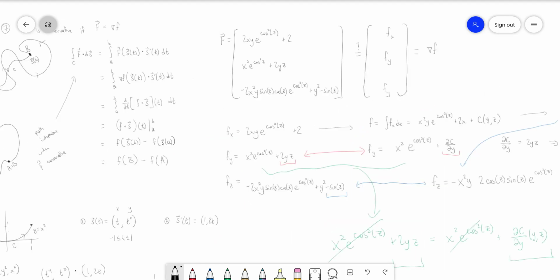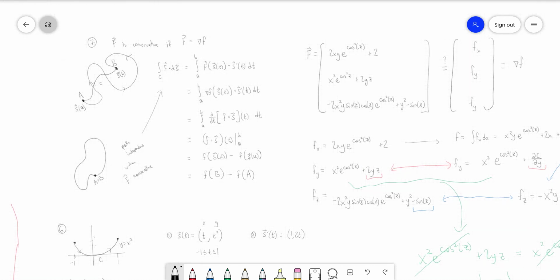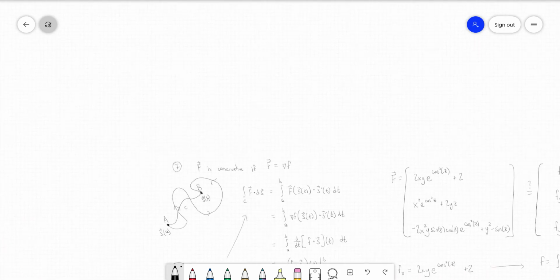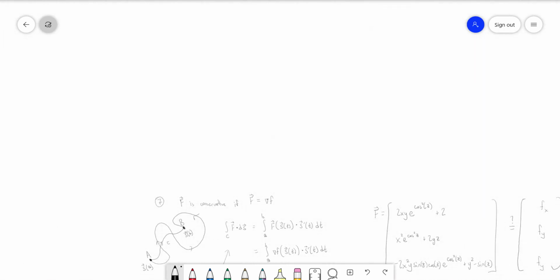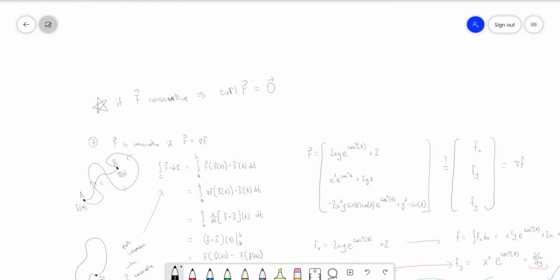Now, if you want to check if your vector field is conservative first, before you try to find the function little f, you can use this fact that if F is conservative, then the curl of F should equal 0. So what you could have done is compute the curl of the vector field first to see if it was equal to 0. And if it was equal to 0, that would suggest that it was conservative.